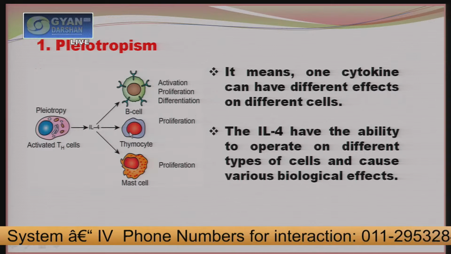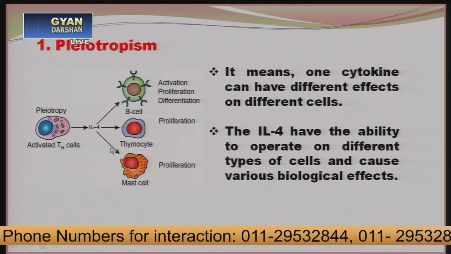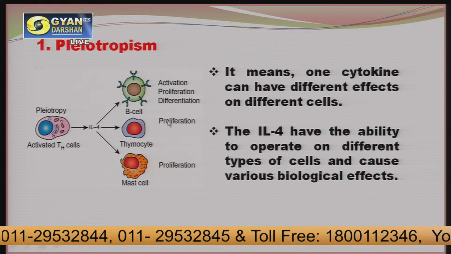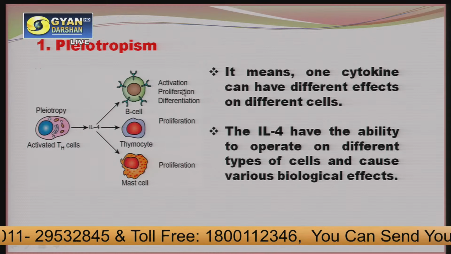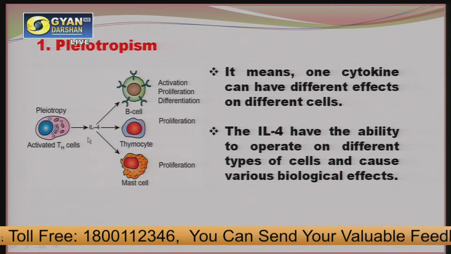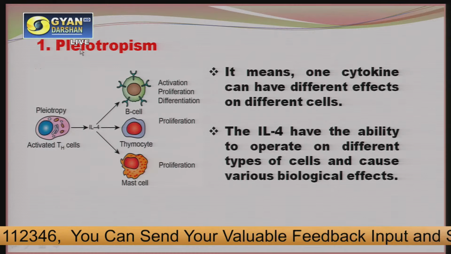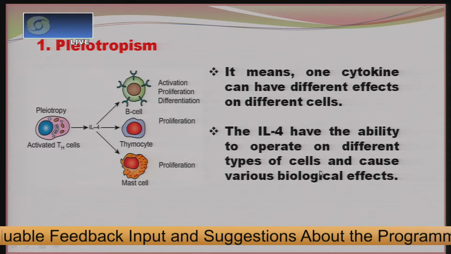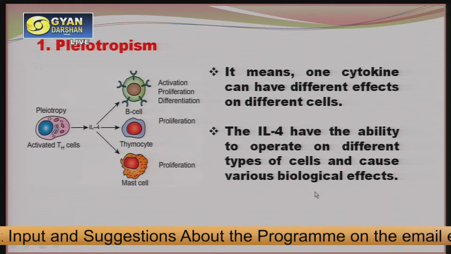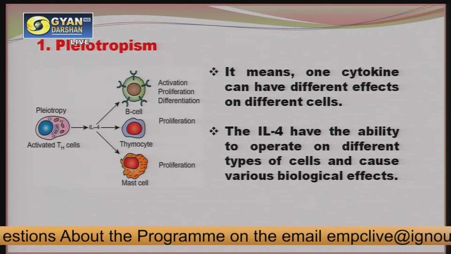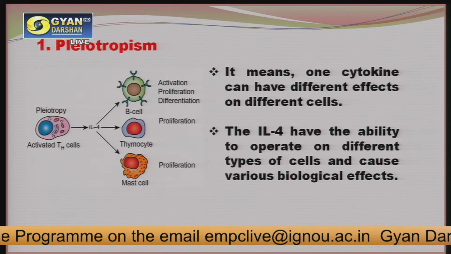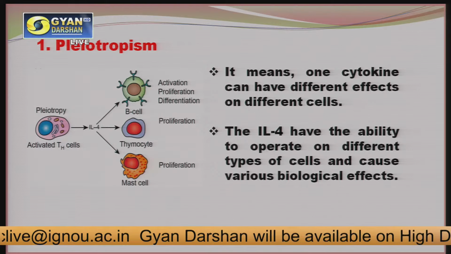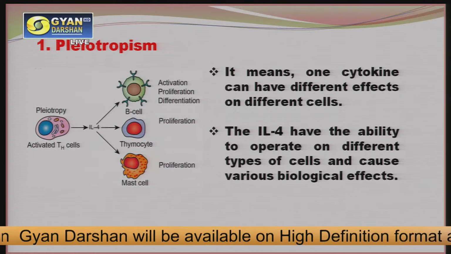It can bind to the thymocytes, it can bind to the B cells, and it can bind to the mast cell. The mast cell will proliferate. Here there is activation, proliferation, and differentiation of the B cells. So you can say it shows pleiotropism. IL-4 has the ability to act on different types of cells and cause various biological effects. So one cytokine performs different functions on different cells. That is known as pleiotropism.